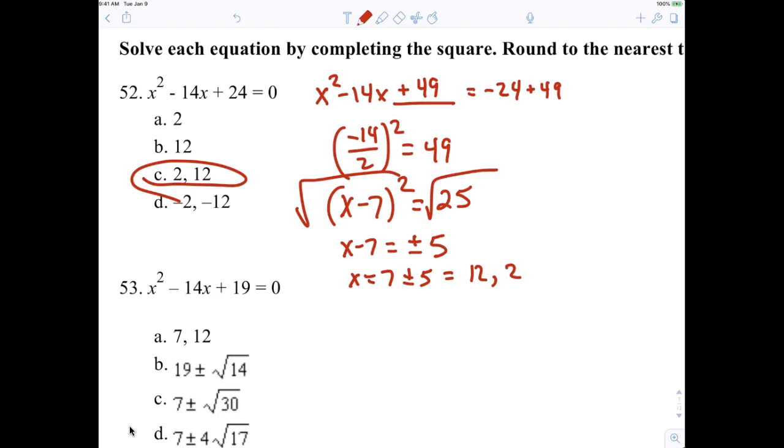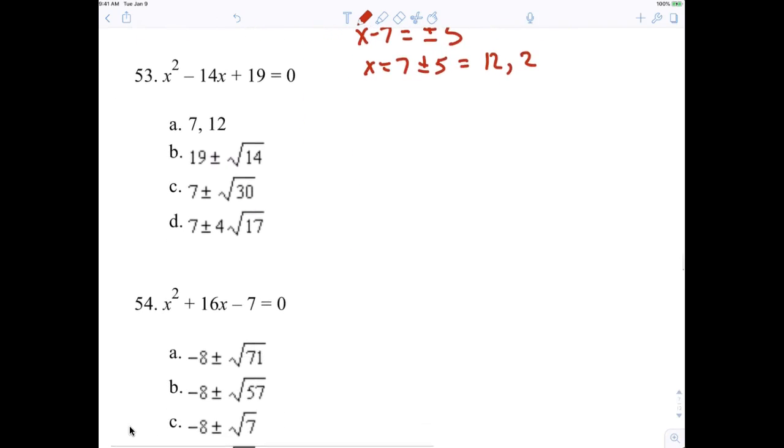Oh, wait. Never mind. I said it. All right, we're going to do one more anyway, just to be sure. All right, here we go. So let's take a look at 53.